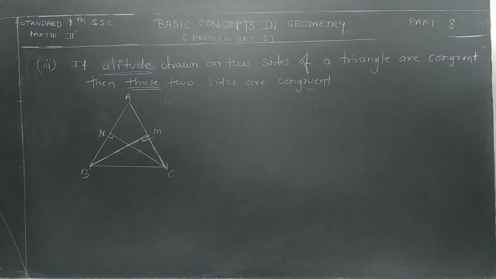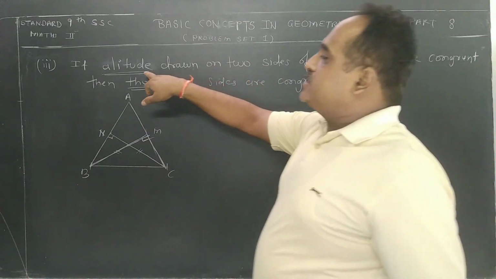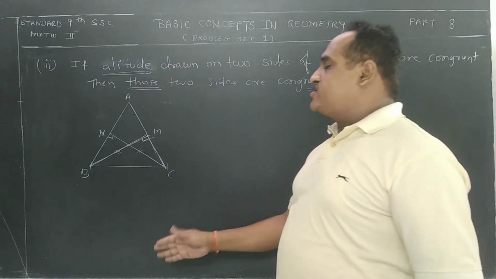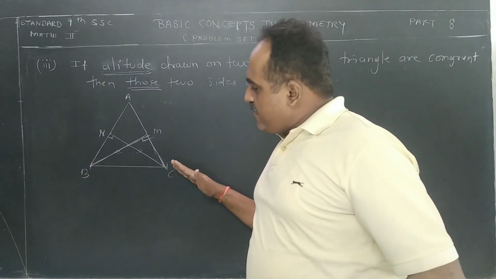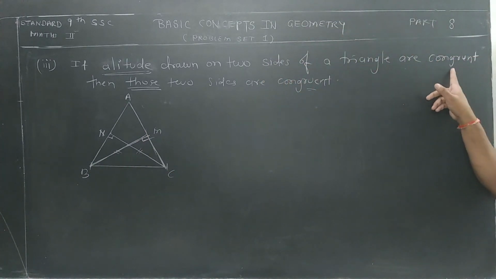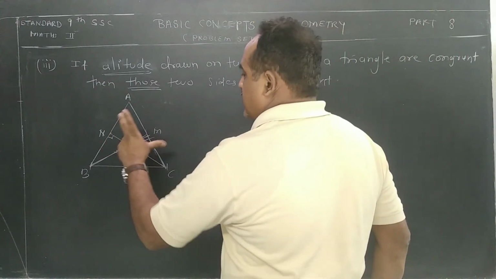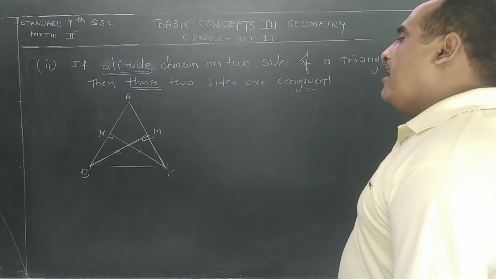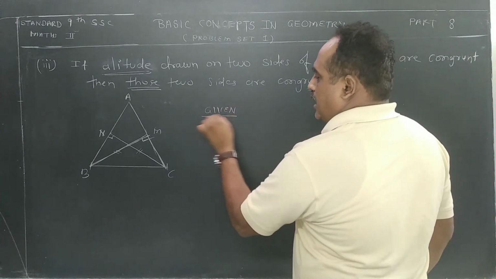See, once again, we should be very careful while doing it. If the altitude means what? A perpendicular drawn on two sides of a triangle. And altitudes are always drawn from the opposite vertex. So B and C are the vertices, and from here we are going to draw a perpendicular, that is called an altitude. Drawn on two sides are congruent. That altitudes are congruent. BM and CN are called altitudes, and they are congruent. Then you have to prove that two sides are congruent. So what will be given for it? Have you understood the figure?